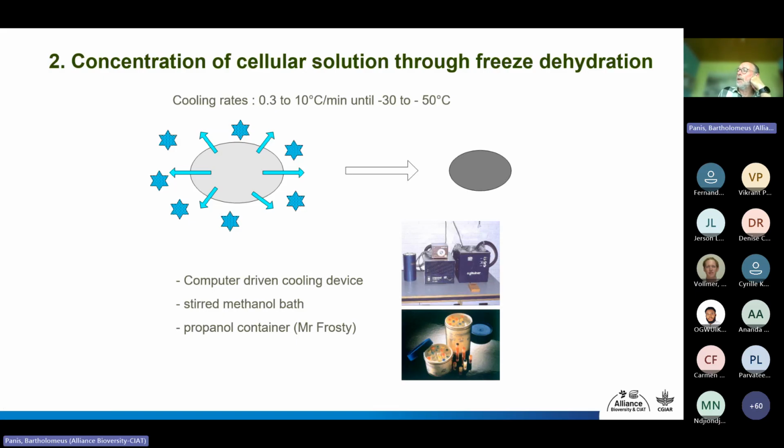So how can you do that? You can have computer-driven devices. You have stirred methanol baths. You have Mr. Frosty. It's a container where you put the tubes and you put it in a minus 80 freezer, and then the lowering of the temperature is around 1 degree Celsius per minute. So there are different ways of doing that.